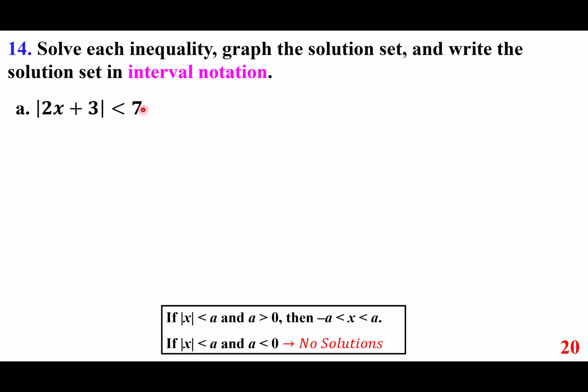This is positive. Yes. So drop the absolute value sandwich between negative and positive 7.